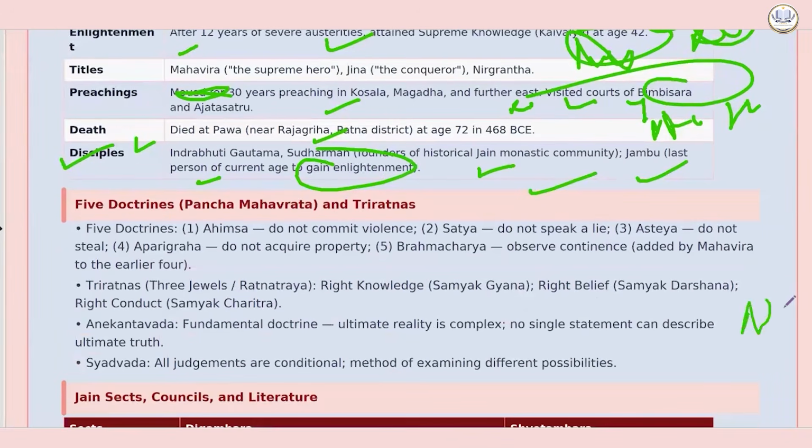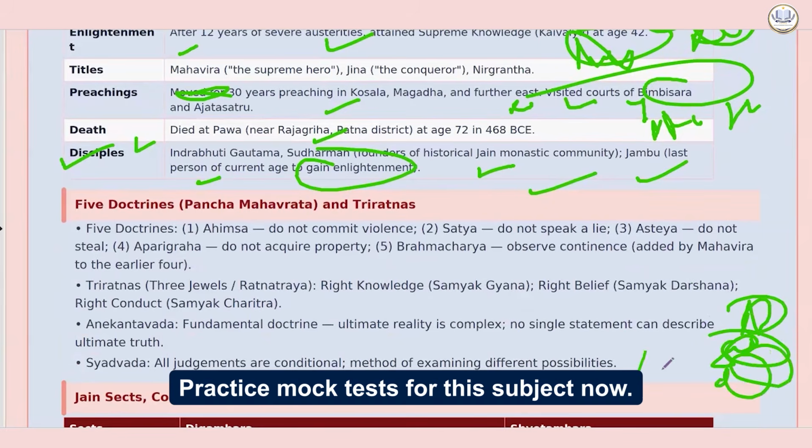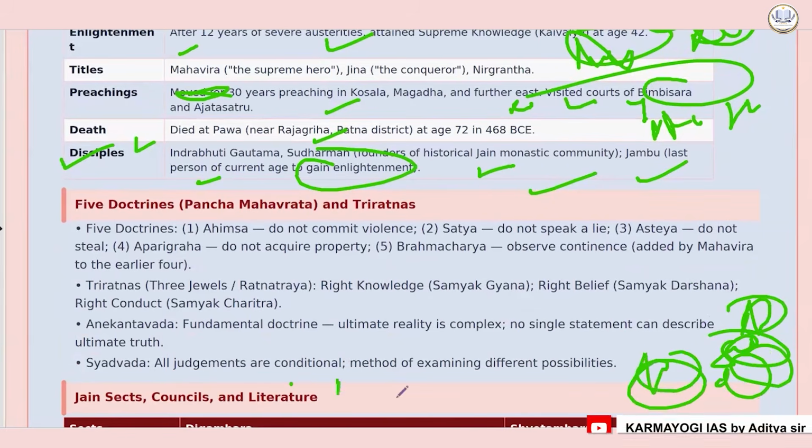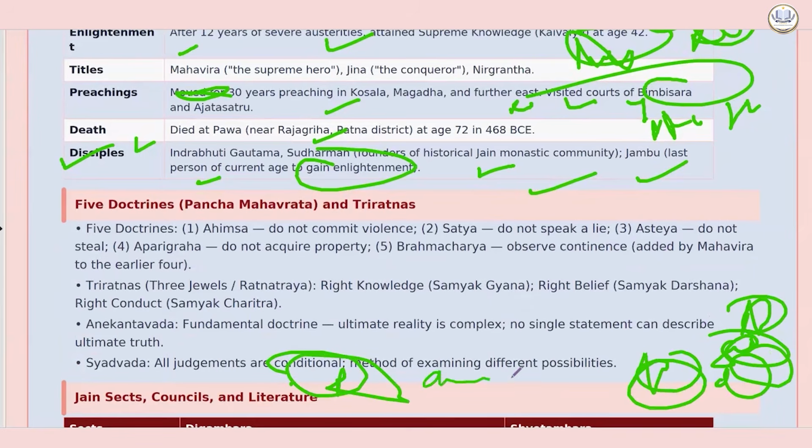The 5 main doctrines. One is Ahimsa, do not commit violence. Satya, do not speak a lie. Asteya, do not steal. Aparigraha, do not acquire property. And Brahmacharya, observe continence, added by Mahavira. The earlier 4 were not added by Mahavira. The 5th one is added by Mahavira.